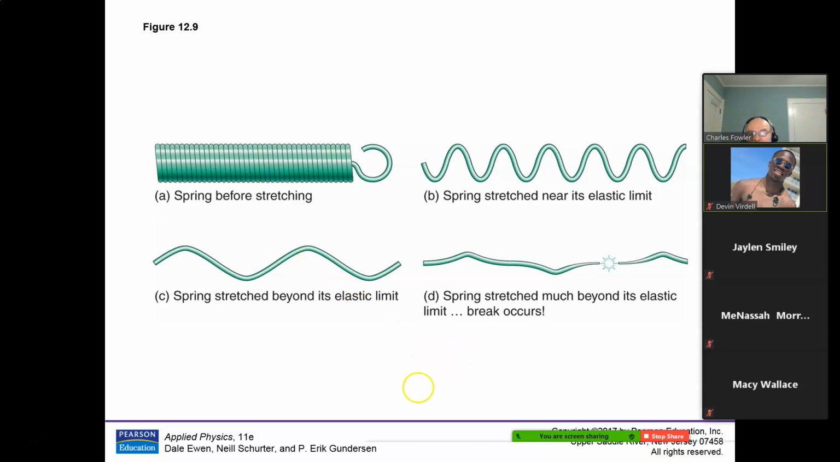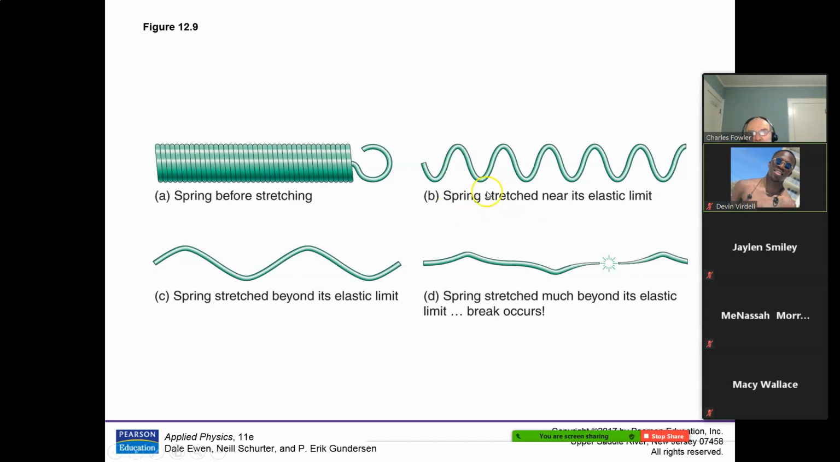But if you keep stretching it, you go much past the elastic limit, and this is called the fracture limit, because the spring, the metal, actually splits apart there. And that's what happened in our garage door.